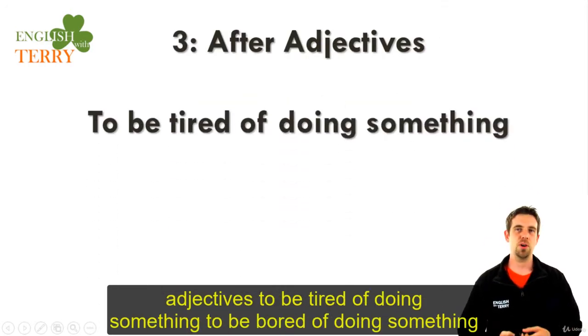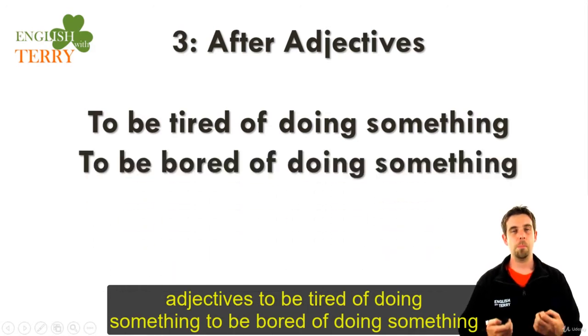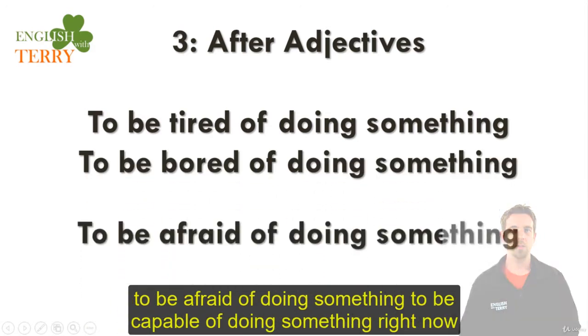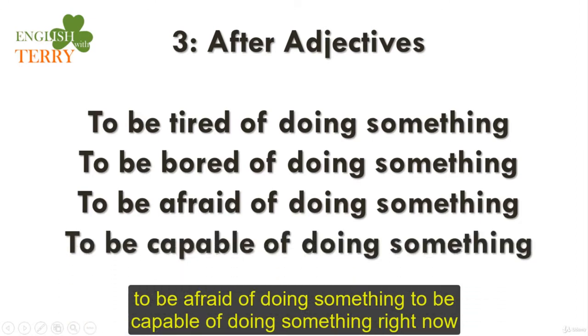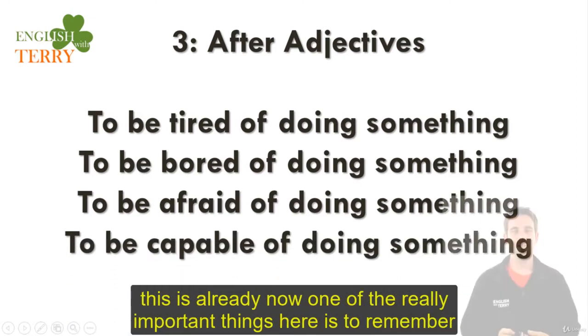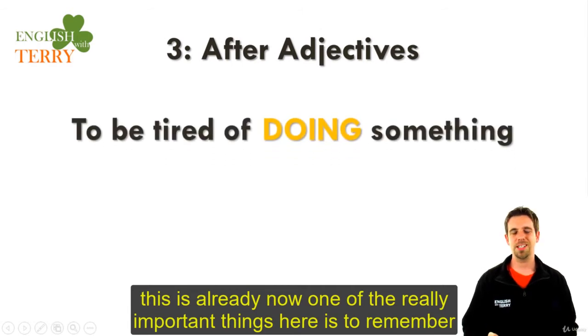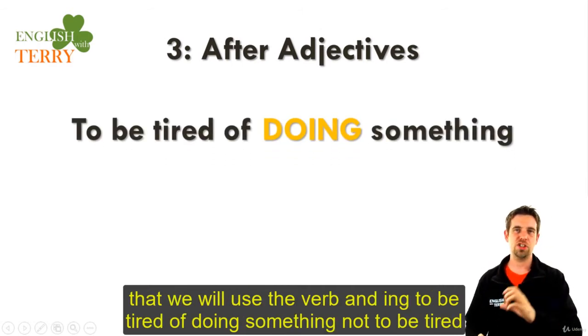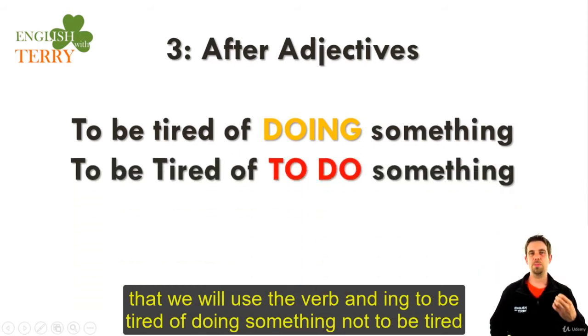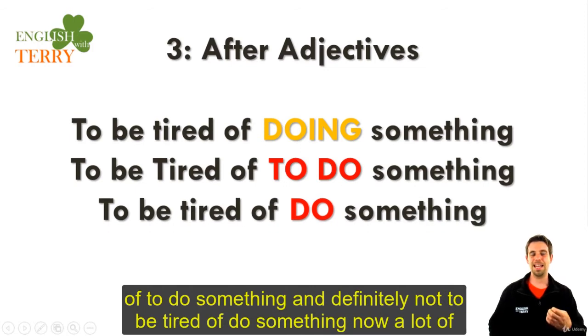Now another really important way we use it is with adjectives. To be tired of doing something, to be bored of doing something, to be afraid of doing something, to be capable of doing something, right? One of the really important things here is to remember that we will use the verb and "ing". To be tired of doing something. Not to be tired of to do something, and definitely not to be tired of do something.